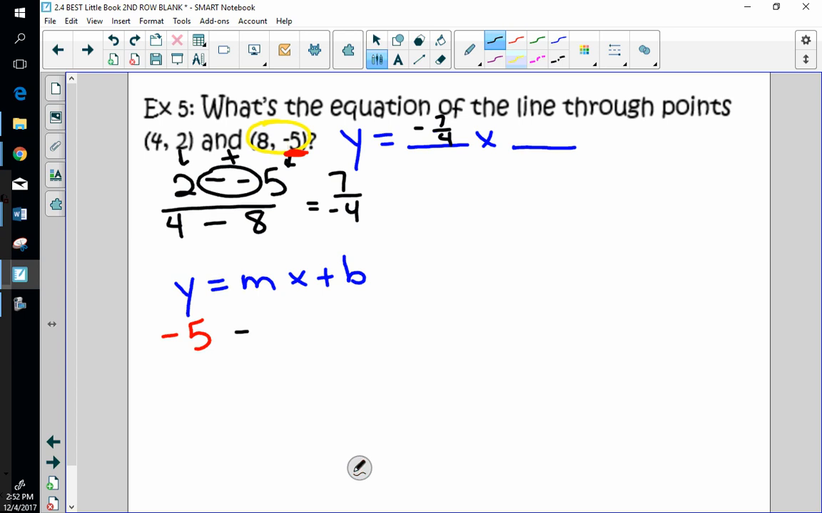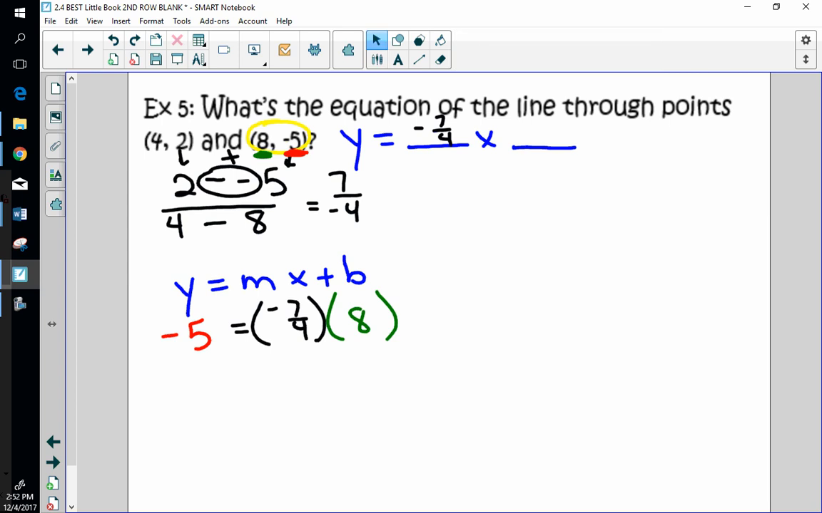The slope that we found, negative 7/4, goes in for the m. The x coordinate of the point we picked goes in for the x, and we'll try to solve for the b. It would have worked fine had you picked the other point, 4, 2. It doesn't matter which point you pick. So let's solve this for b.